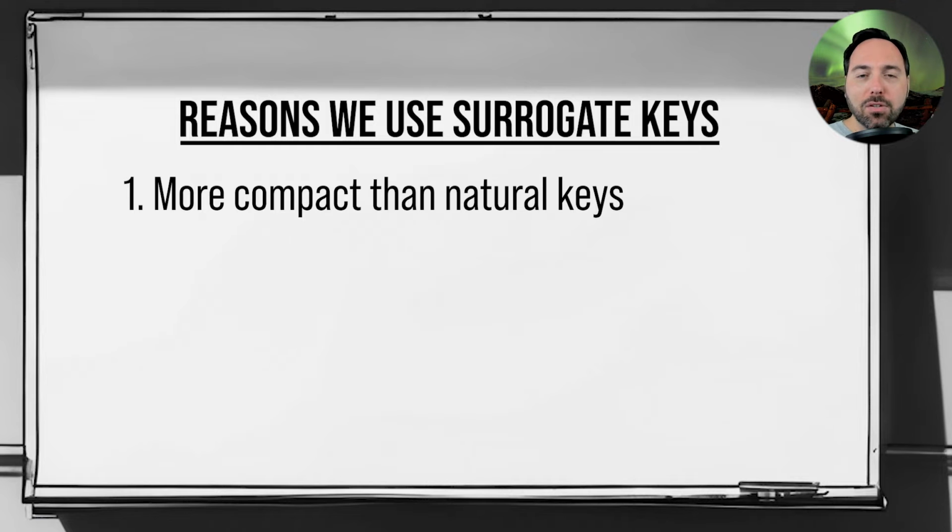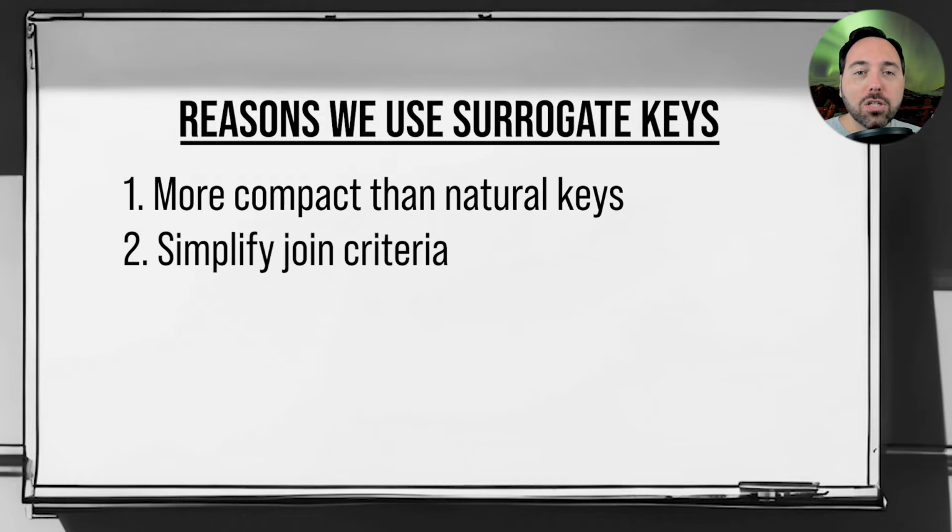In either case, you're talking about somewhere between 1 and 16 bytes per tuple versus potentially dozens or hundreds of bytes. Second, surrogate keys allow us to simplify join criteria. If we wanted to join tuples from this relation to tuples from another relation, we would need to include all three natural key attributes on both sides, whereas using a surrogate key means we can join over a single integer value. Third, surrogate keys are static.